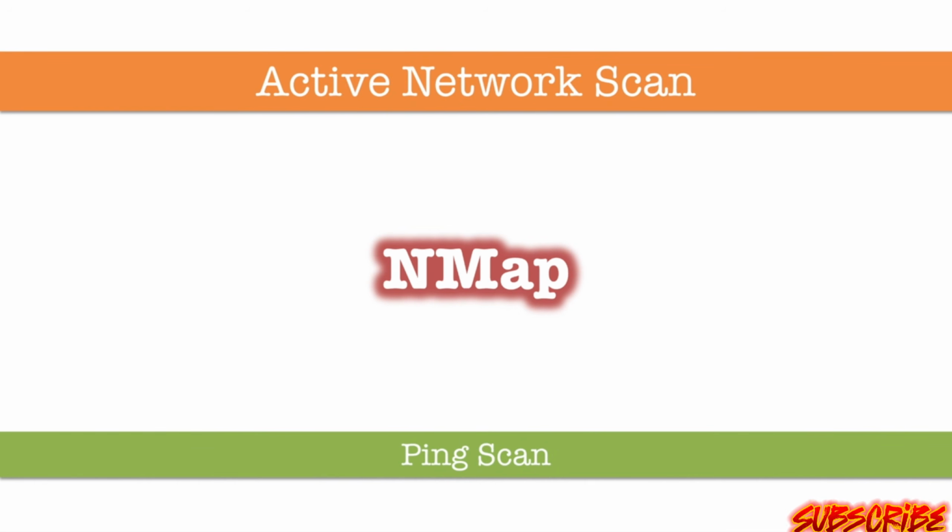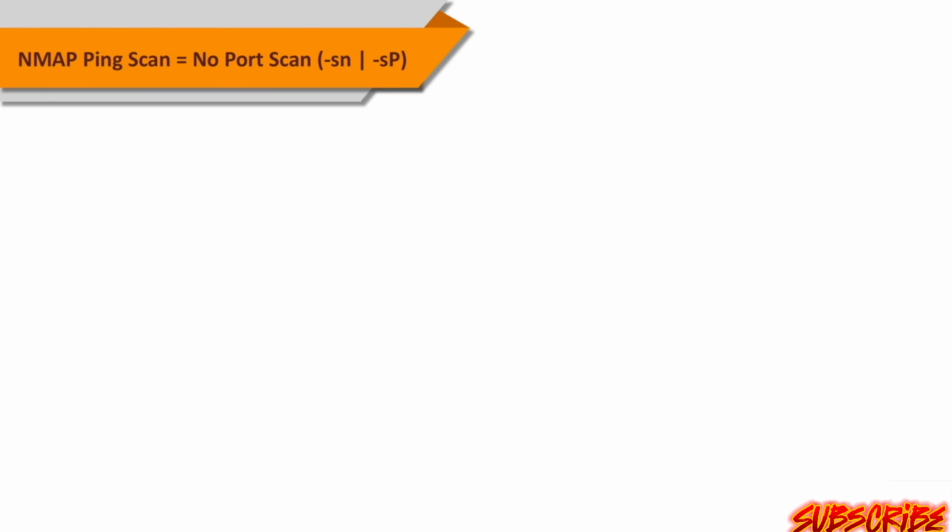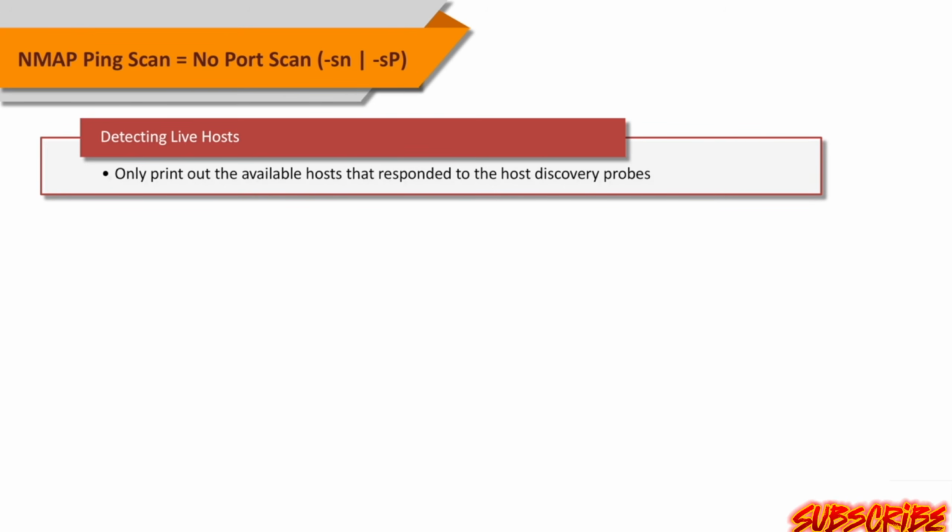One of the very first steps in any network reconnaissance mission is to reduce a set of IP ranges into a list of active or interesting hosts. Scanning every port of every single IP address is slow and usually unnecessary. With the No Port Scan option, using the -sn option, which was known as -sP in previous releases, you tell Nmap not to do a port scan after host discovery, and only print out the available hosts that responded to the host discovery probes. This scan type is often known as a ping scan.